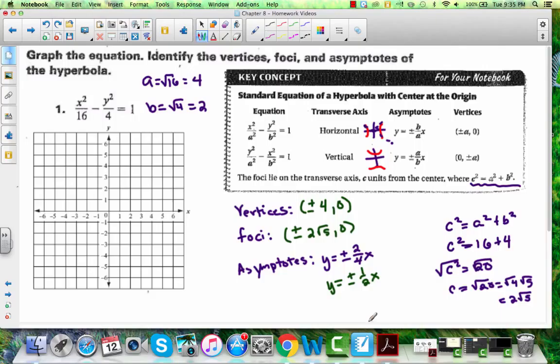Now that I've identified my vertices, foci, and asymptotes, I can start to graph. I'm going to start by graphing my vertices.